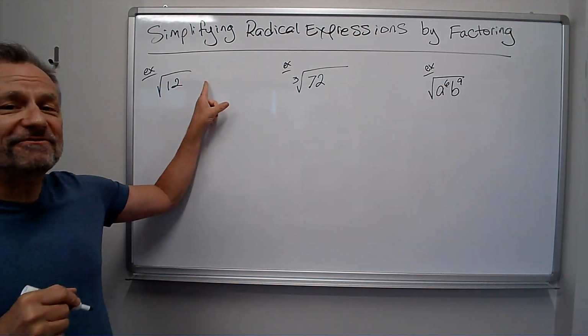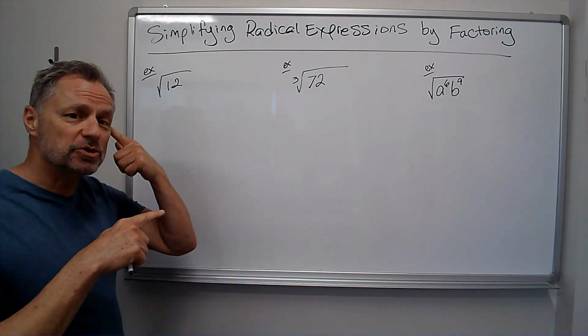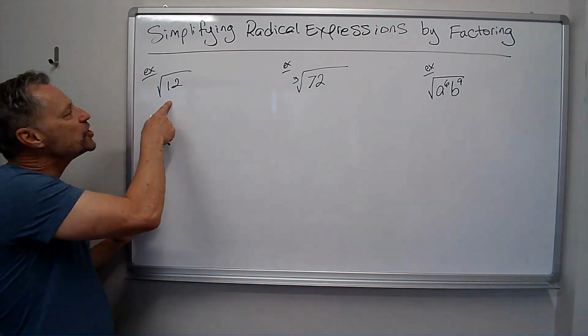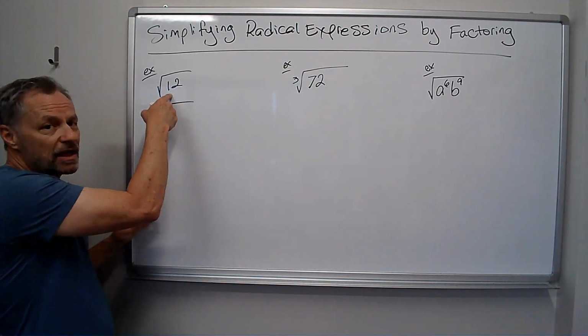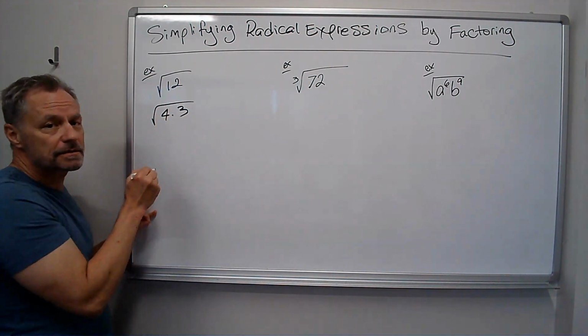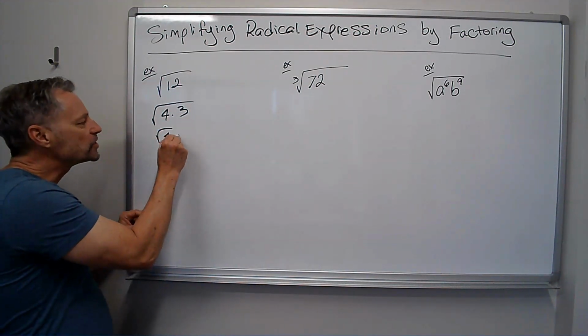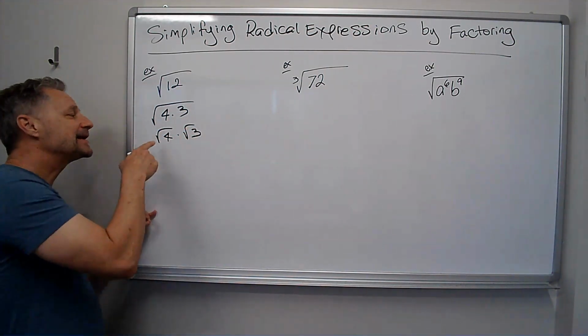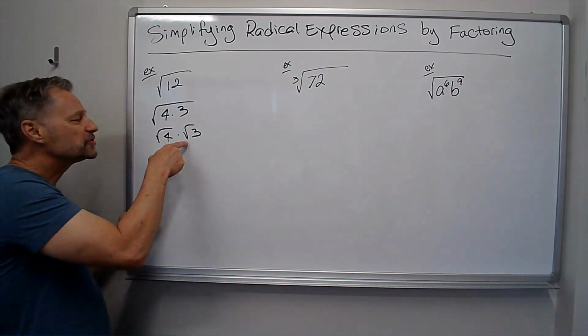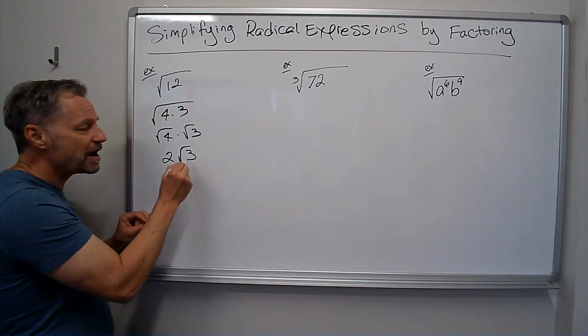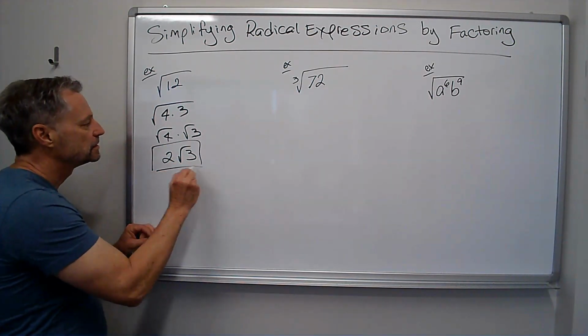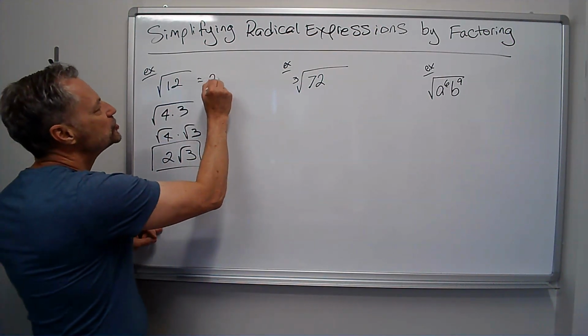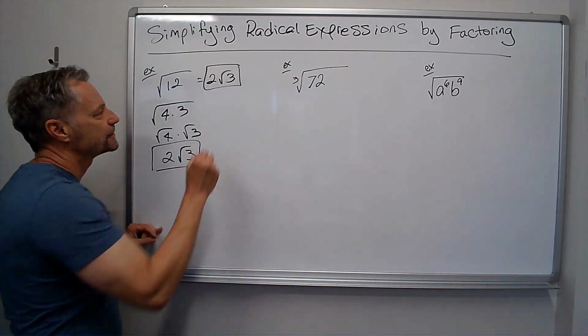Well, by factoring, if you're good at seeing what squares are, you may say, hey, you know what? I know that 12 is 4 times 3. And I can do the square root of 4 times the square root of 3. And I know the square root of 4 is 2. The square root of 3 doesn't simplify. I just leave it that way. And that's my answer. I can say, oh, that's just 2 times the square root of 3 is my answer.